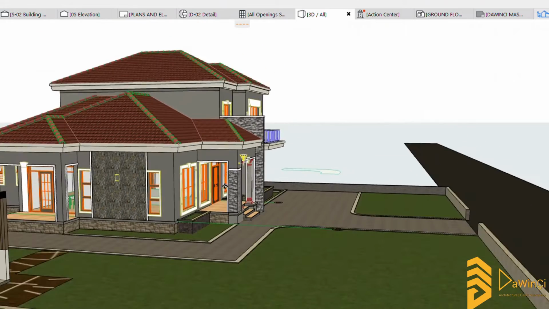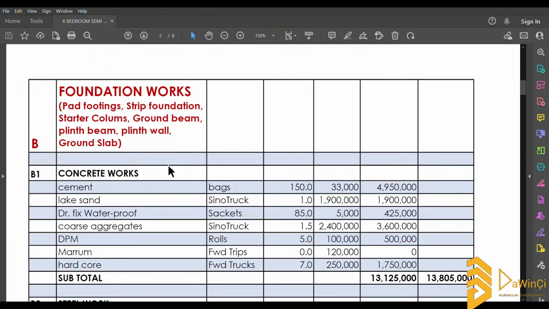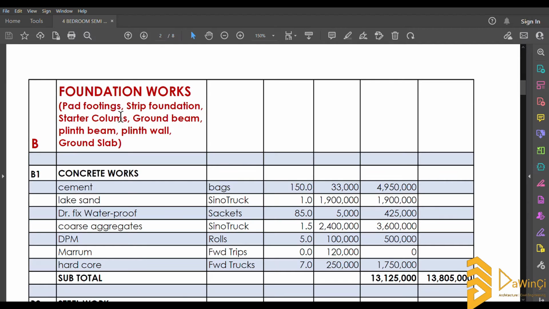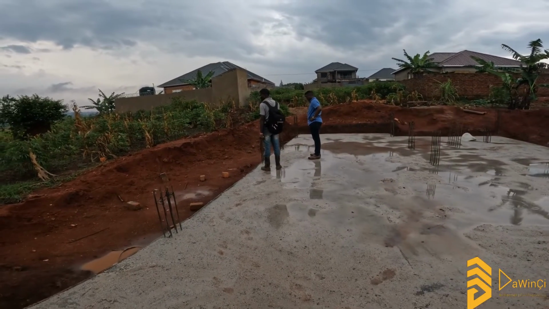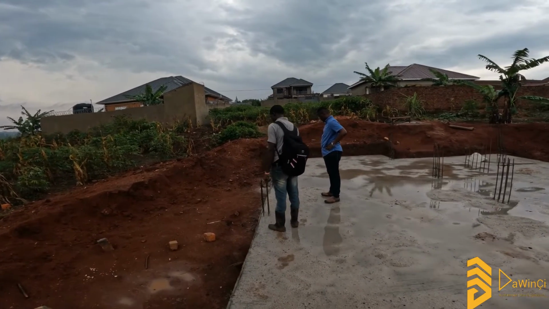So, heading right into the video, you see we have concrete works for the foundation. This foundation includes the pad footings, the strip foundation, the starter columns that are below the slab, the ground beam as well, and the plinth beam, the plinth wall and the ground slab. So literally everything. By the time we finish this part that you see here labeled B, it means that we'll have finished casting the slab. So I want you to follow through closely.